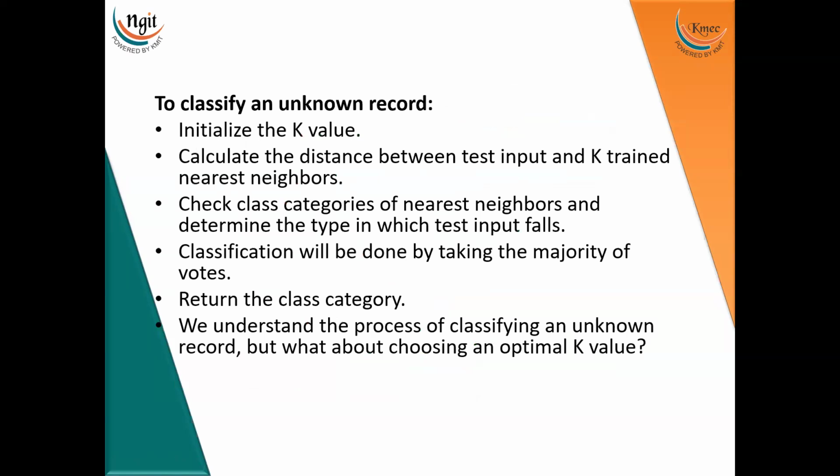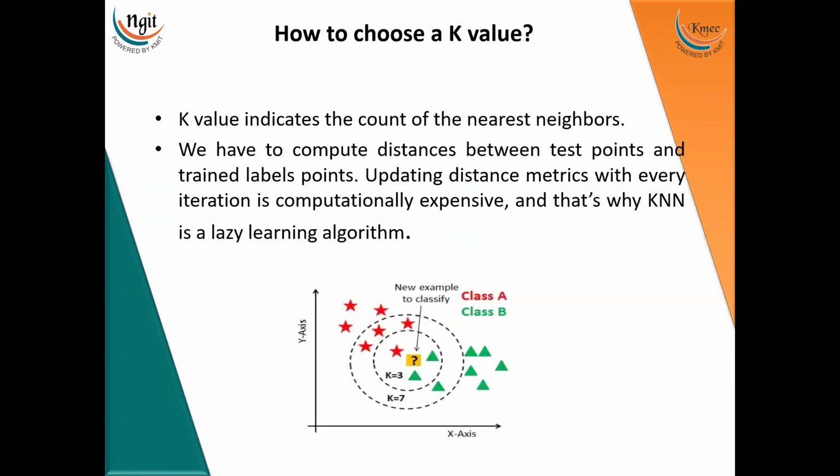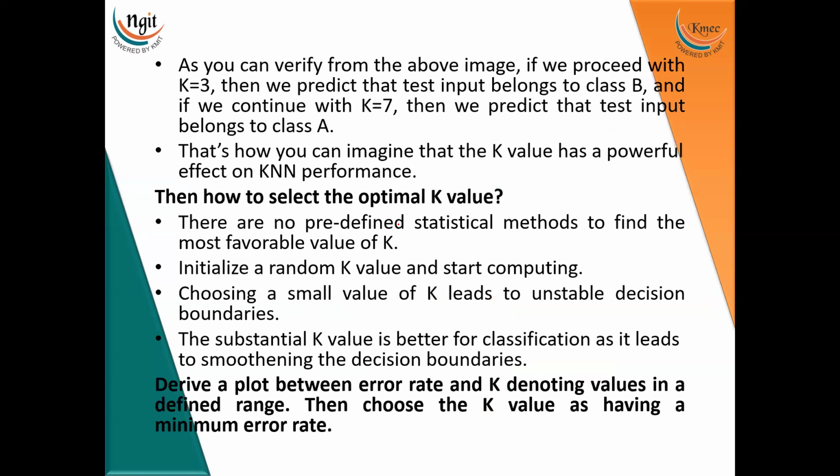So the very important point here is how to choose the k value. We take the k value as the count of the nearest neighbors, and we have to compute the distances between the test points and the trained label points. Updating distance metrics with every iteration is computationally expensive. That's why we call KNN a lazy learning algorithm. It takes much time.